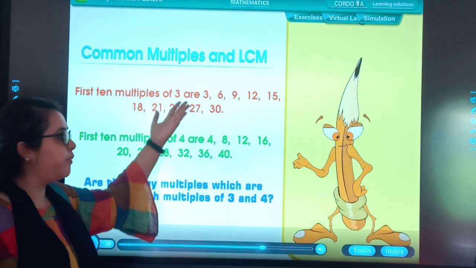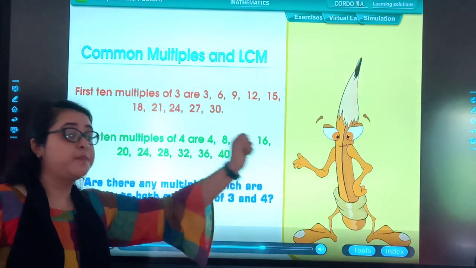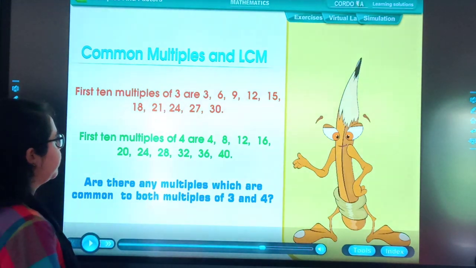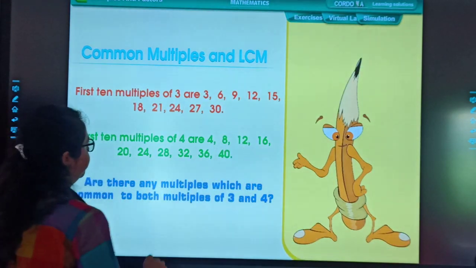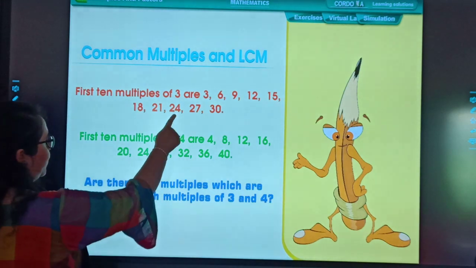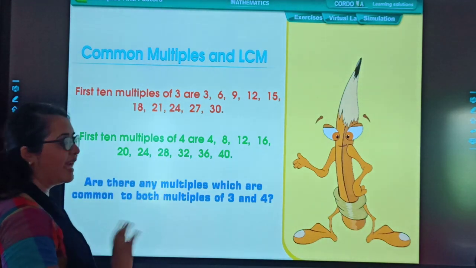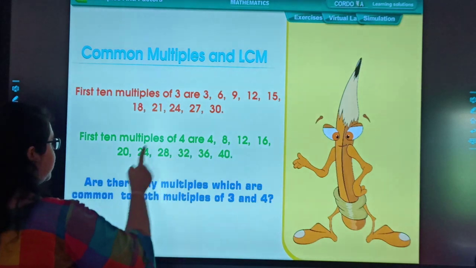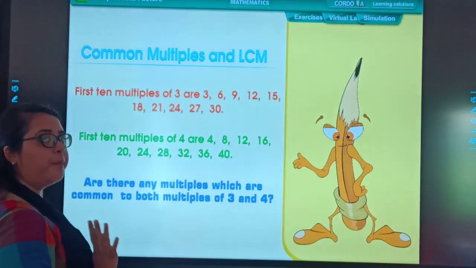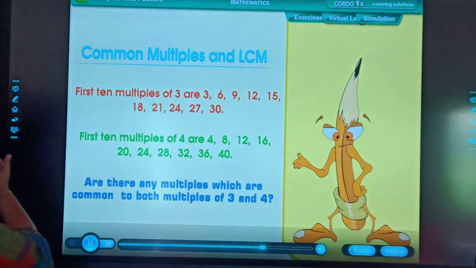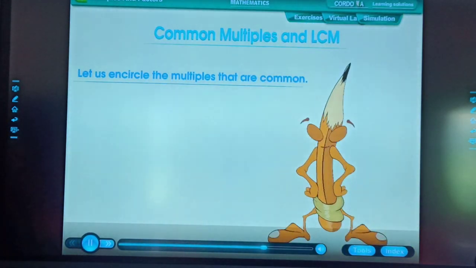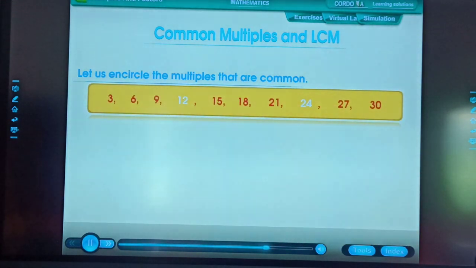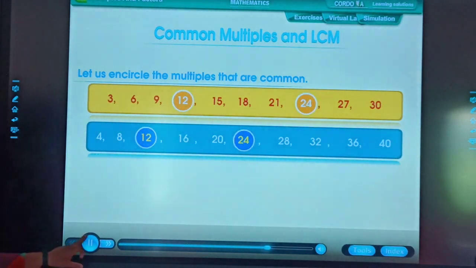3 ke multiples yahan pe hai, 4 ke multiples yahan pe hai. Ab aapse ye pencil question puch rahi hai ki in dono mein se koi number hai jo common dikhta hai. Let's see. 12, 12, any number? 24, 24. Humne is pencil ko answer bol diya that our answer is 12 and 24. These two numbers are common. Let us encircle the multiples that are common. 12 and 24.